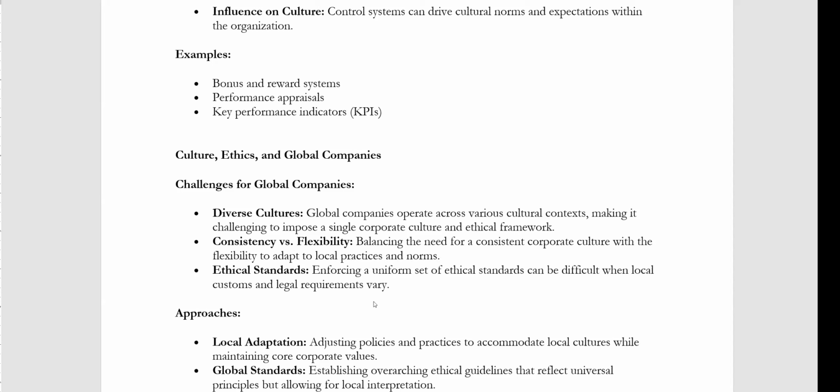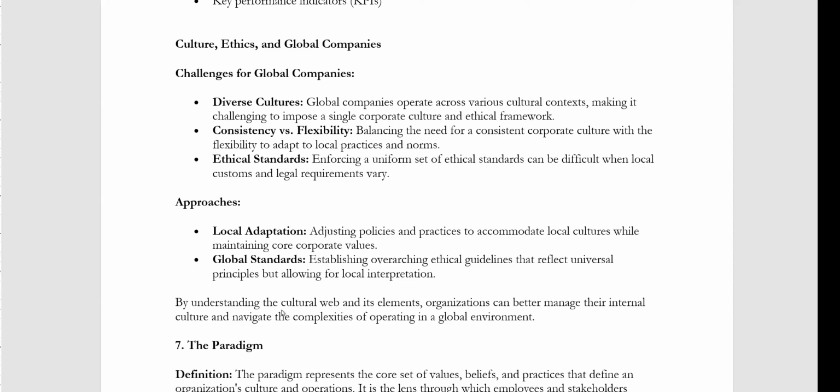And there could be ethical standards. Like there can't be a uniform set of ethical standards. You go to some places, the way the ethics work is different from Africa, right? Which can be difficult when local customs and legal requirements vary. So there will be inconsistent standards within that global company, right? So you can get a case where they'll tell you that, oh, this is a global company. What are the implications of their culture, right? Definitely you know that there will be diverse cultures. Sometimes there will be inconsistency, flexibility should be considered, ethical standards, right?